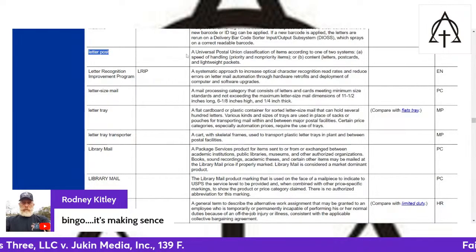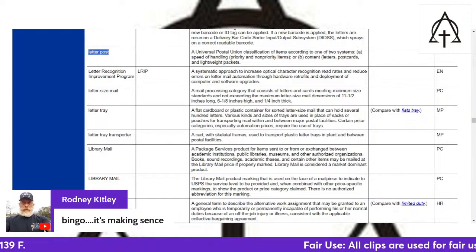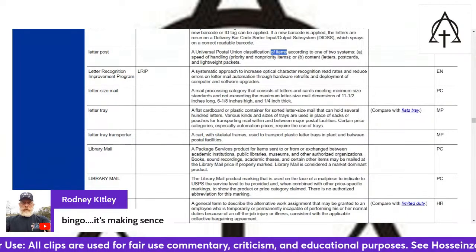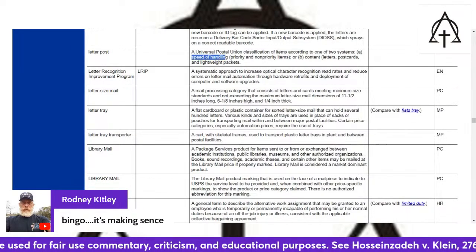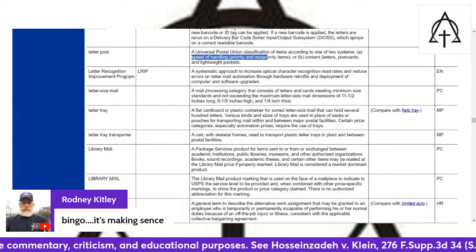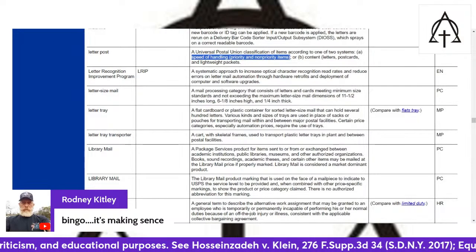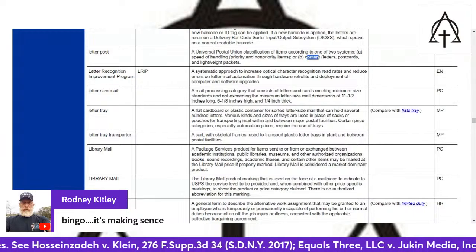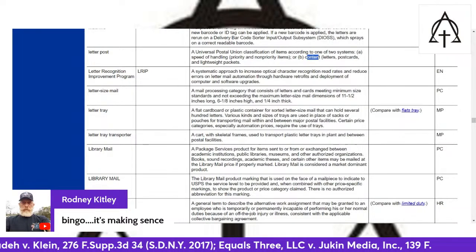Letter post, a universal postal union classification of items according to one of two systems. One, a speed of handling, priority and non priority items, or two, content, letters, postcards, and lightweight packages.